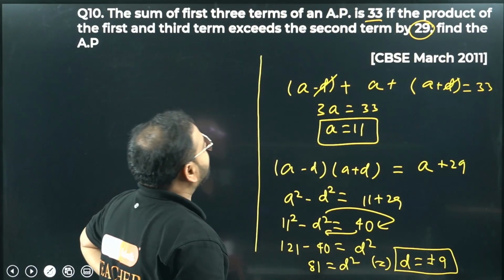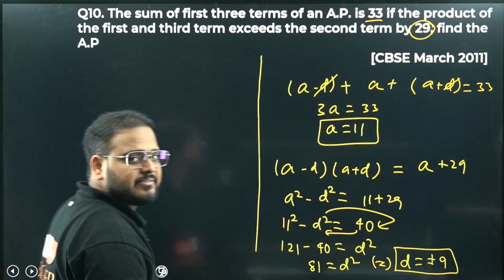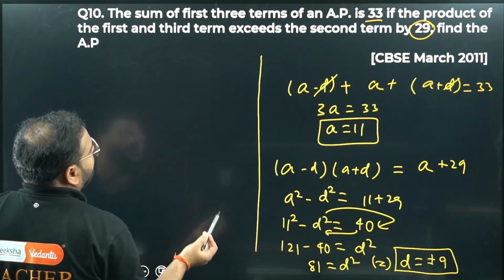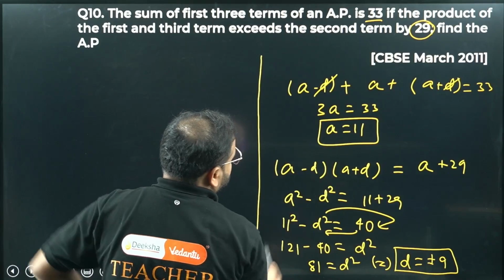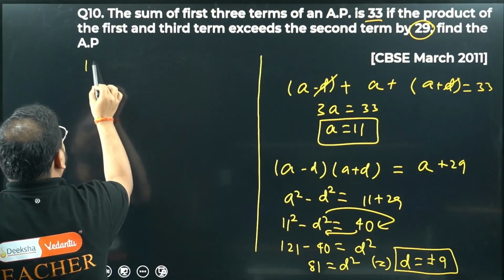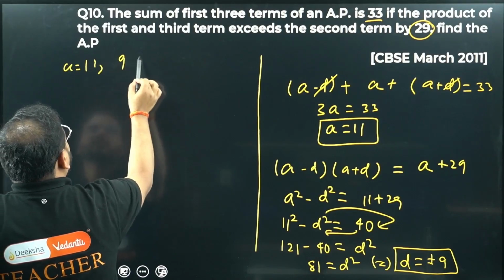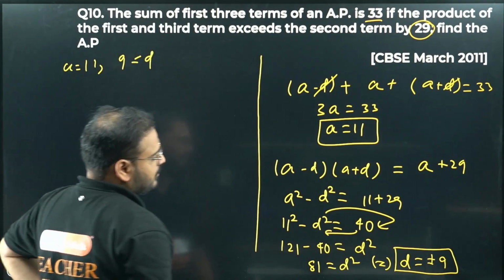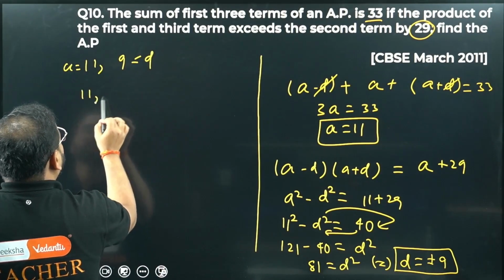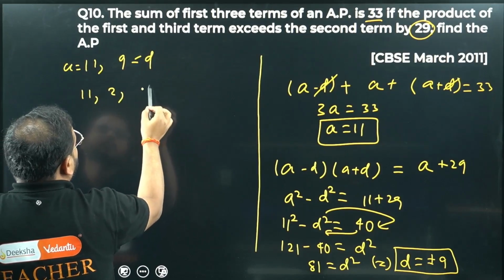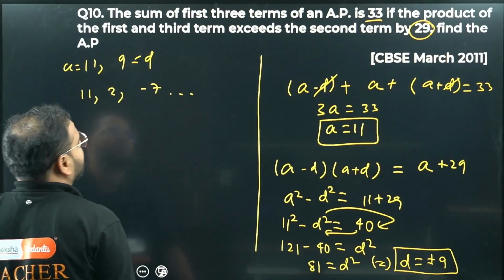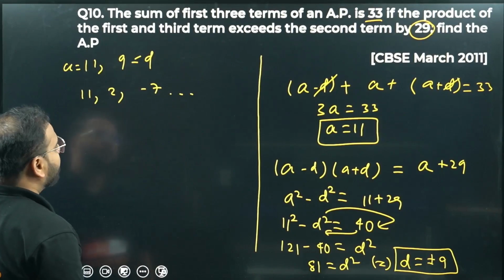Plus minus 9. Okay, find the AP. The question is to find the AP. First term we know, the first term is 11. So I can write this AP by taking the combination of 11 comma 9. This is my first term and this is my common difference, right? What am I going to get? 11 comma 2 comma minus 7. Please check.